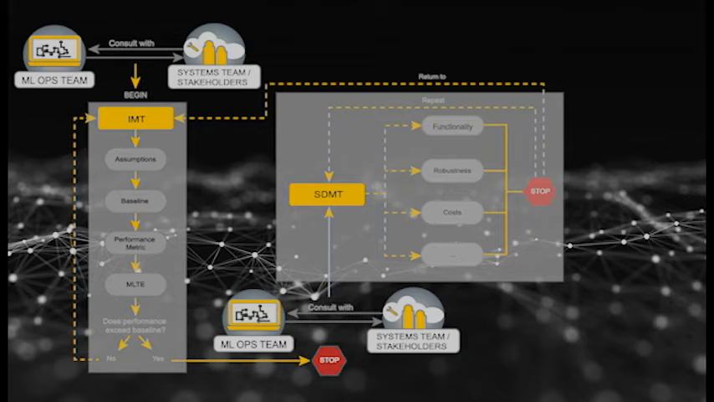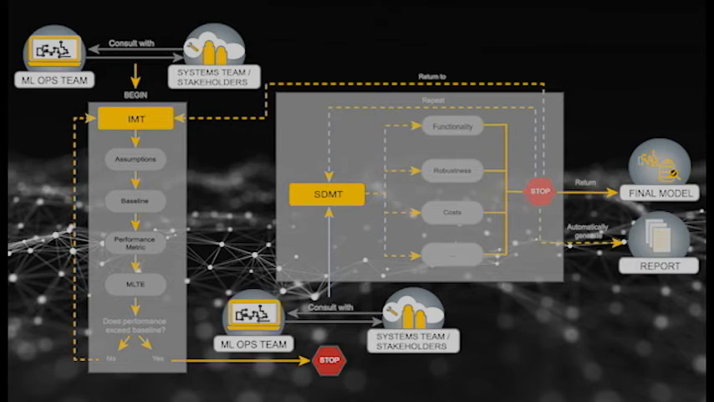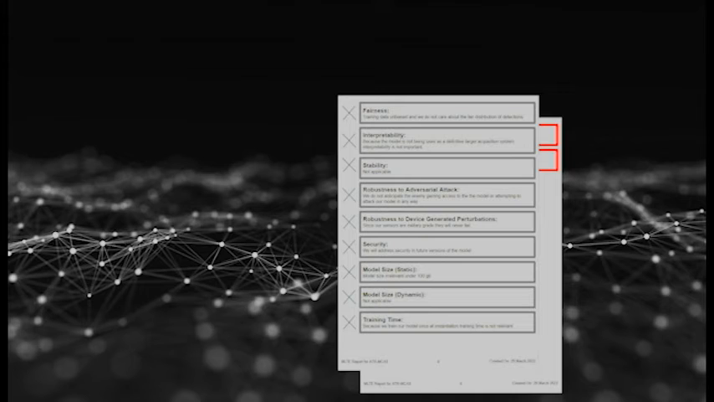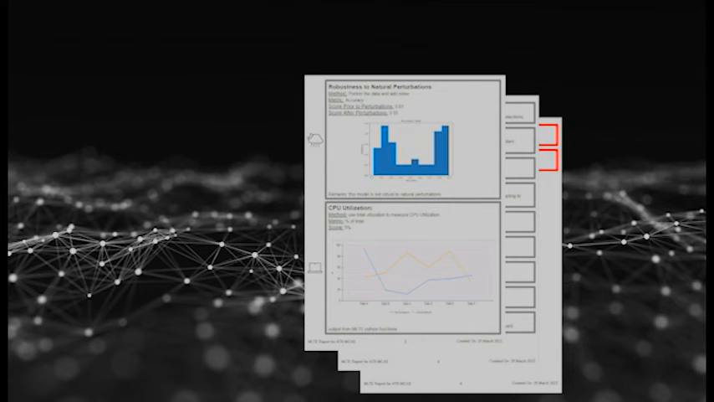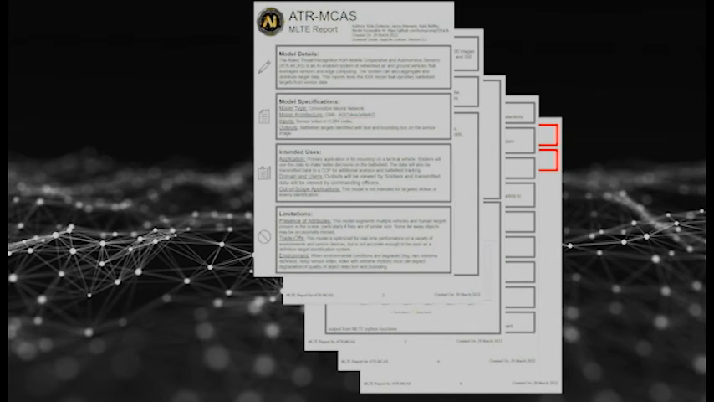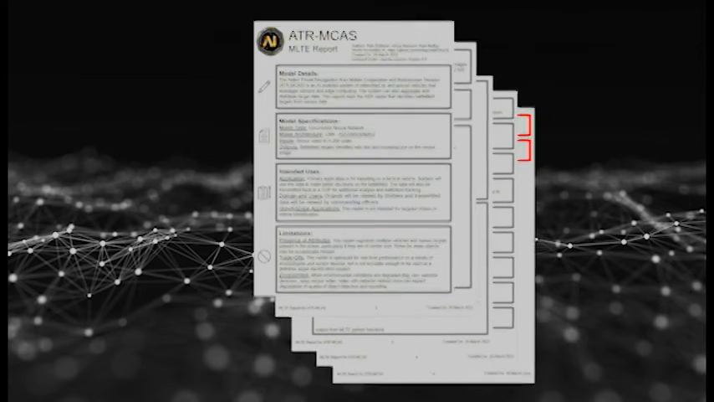Once the model team and systems team agree the model is effective, they can then return the final model and automatically generate a report that details important model characteristics and the results of the MLTE evaluation. As demonstrated by this report prototype, the idea is to have a human-readable output that can be customized to each project. This is a useful format that communicates confirmation that the ML-enabled system meets all requirements and performs as intended under a variety of conditions.